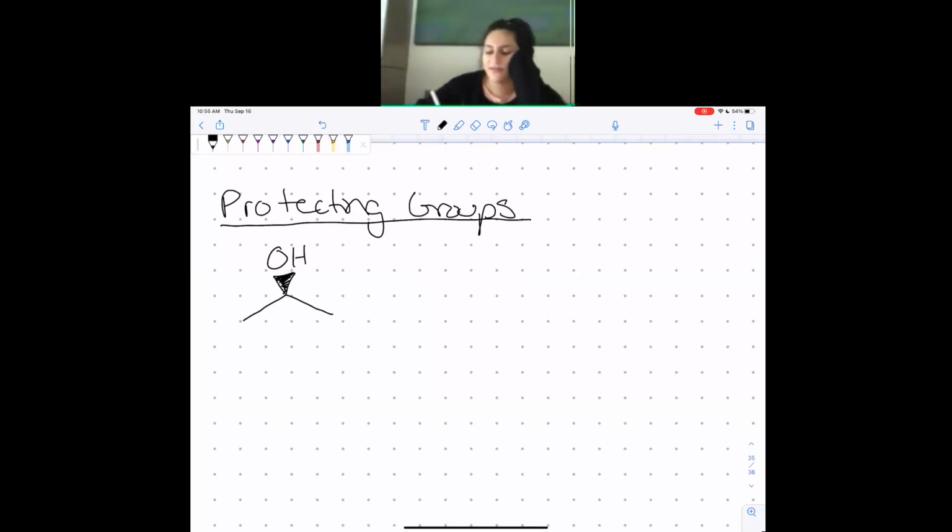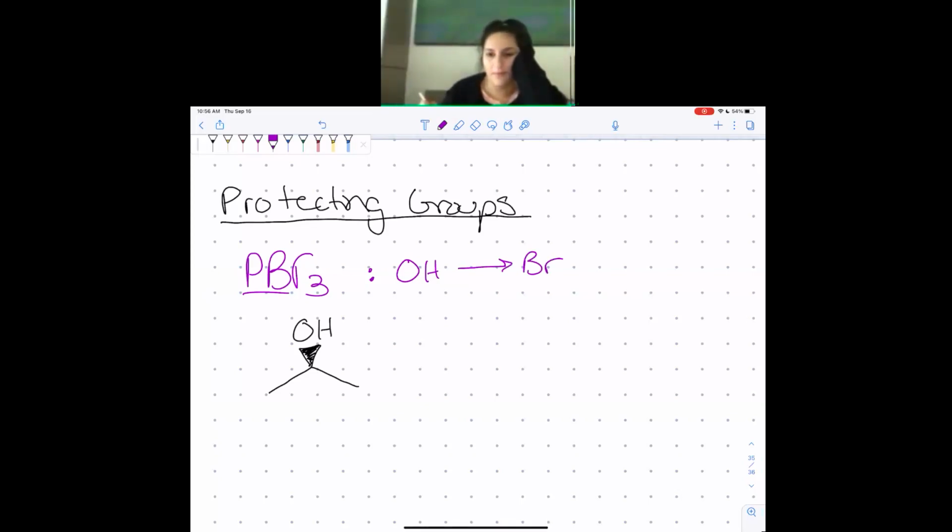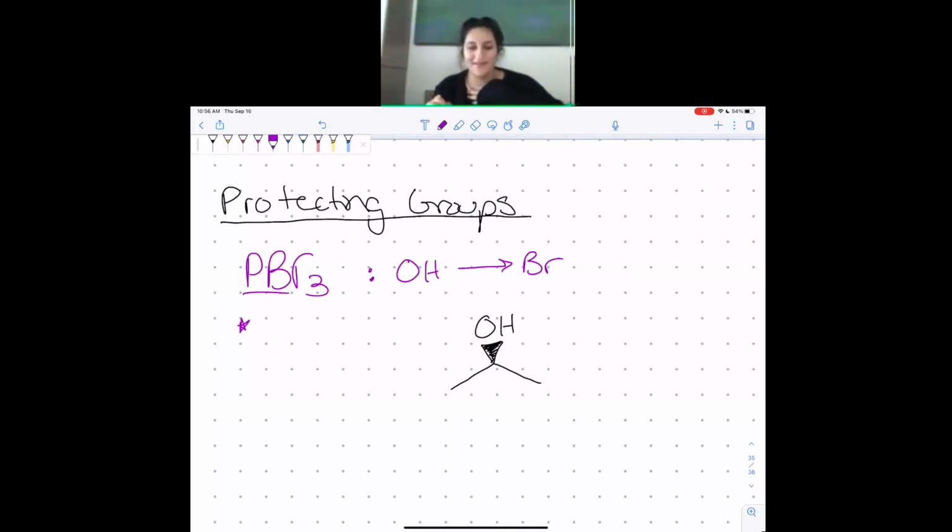The first reagent we're going to talk about is PBr3. PBr3 is going to turn an OH group into a bromine group. Other reagents that do the same thing, but are not as popular, are PCl5, PCl3, SOCl2, and so on and so forth. These will do the same thing, but the most popular one is PBr3.